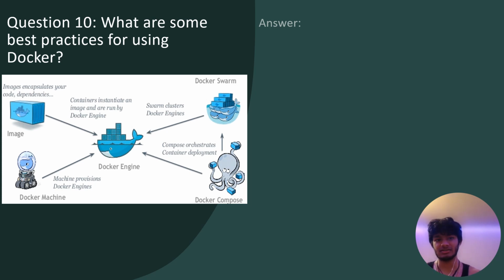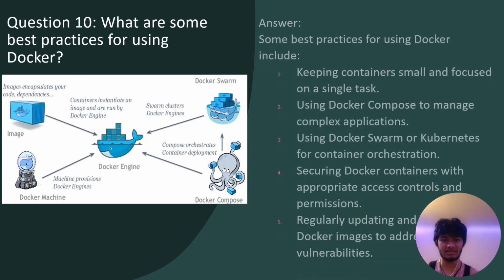Number four, securing Docker containers with appropriate access controls and permissions. Docker containers should be secured with appropriate access controls and permissions to prevent unauthorized access and potential security breaches. This includes securing the Docker daemon, securing Docker images, and using appropriate user permissions and restricting unnecessary access to host system resources. Following the principle of least privilege and regularly updating container images with security patches are important practices to ensure container security.